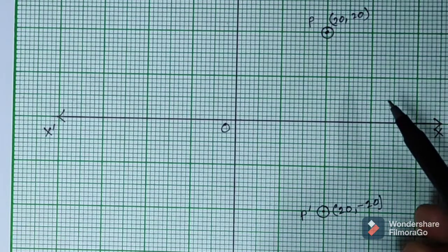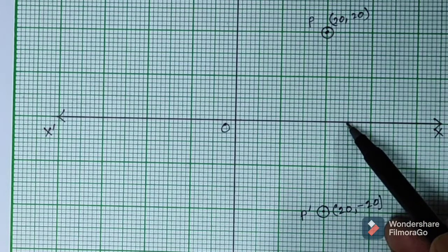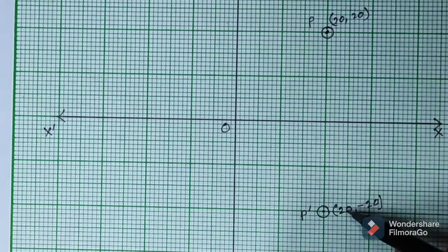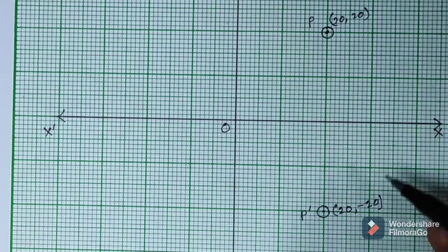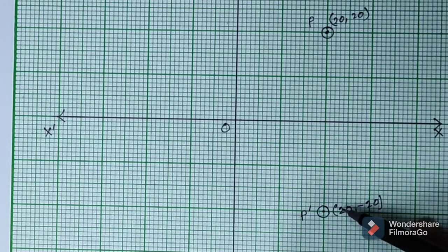Therefore, we can conclude that when reflection is on the x-axis, the x-coordinates are unchanged, but the y-coordinates are changing. Ordinates are changing, abscissa are not changing.